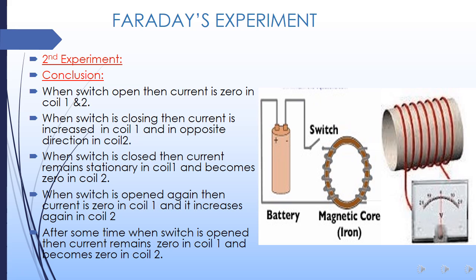And the last observation is, after some time we have seen this, when the switch is open, then the current becomes 0 in the first coil and the current also becomes 0 in the second coil. This was the experiment done by Faraday and Henry. So we have observed from both of these experiments that when there is a change in current, then the current is not 0, it shows some value.